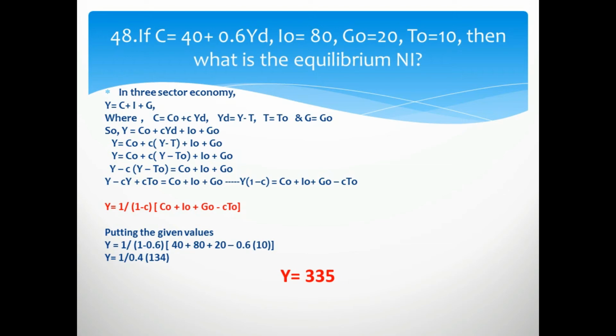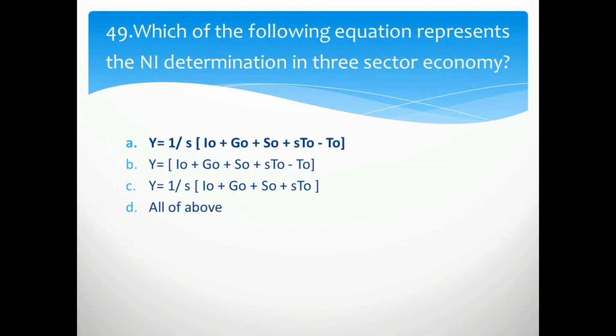Then again we will put the information in the basic equation, that is Y = C + I + G. Then we get the required equation, that is Y = 1/(1 - c) × (C naught + I naught + G naught - c T naught), which is written in red font. Then we put the given values in this equation, and we get Y = 335.